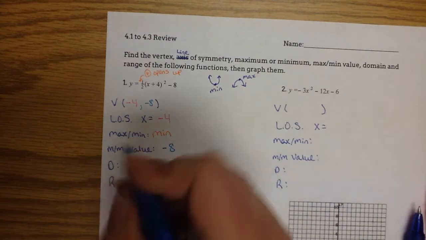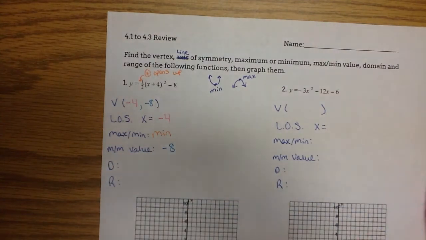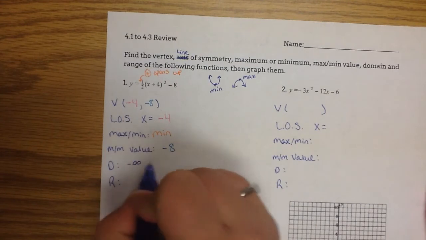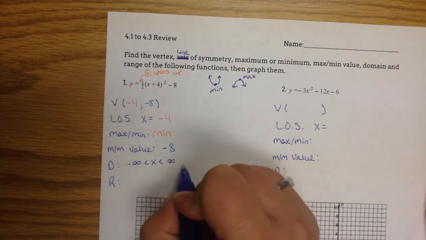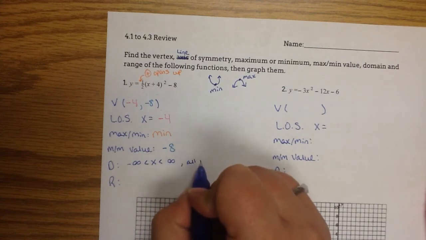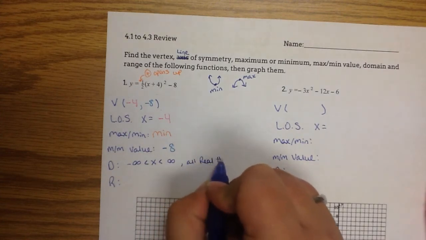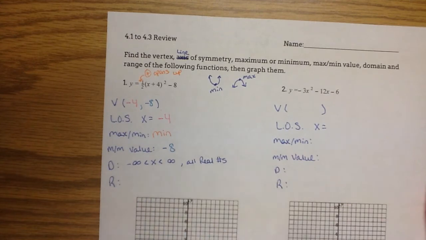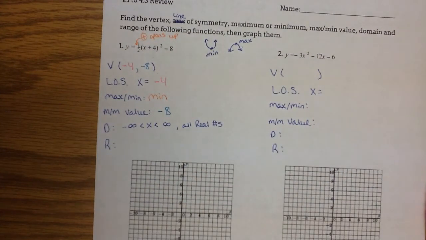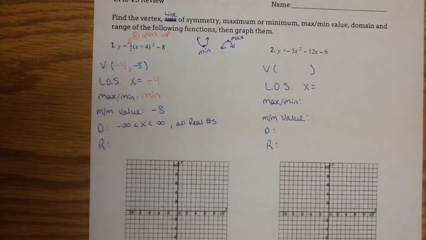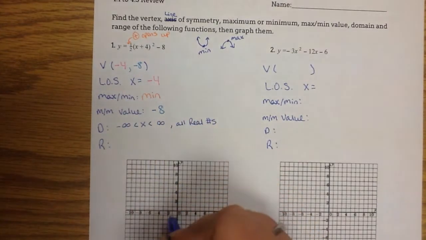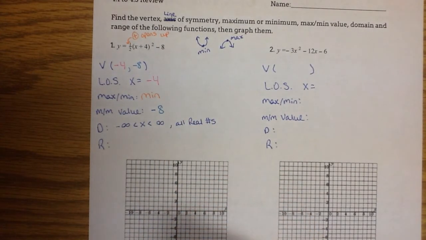Domain and range. Hopefully you know domain for all parabolas now. Negative infinity is less than x, which is less than positive infinity. You can also say all real numbers. The range, though, is a little bit trickier. So the range, I want to actually graph this before I do my range. Okay, so I know my vertex is at (-4, -8). I'm going to go ahead and graph that.